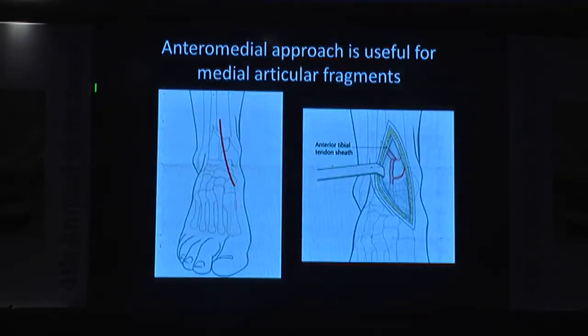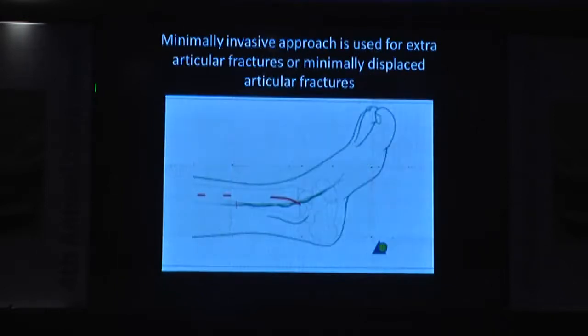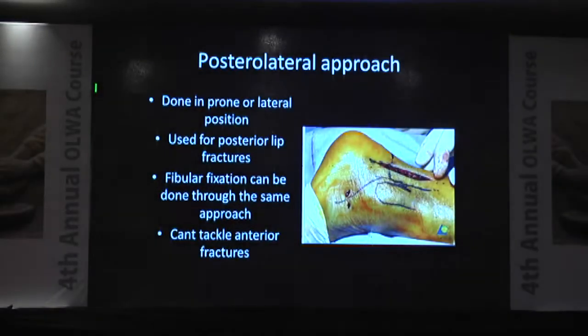And the anteromedial approach is useful for medial articular fragments. So you take an anteromedial incision and you retract the anterior tibial tendon along with its sheath, and then you can expose your medial articular fragments. The minimally invasive approach is used for extra-articular fractures or minimally displaced articular fractures, and you can do your MIPO through this. The posterolateral approach is done in prone or lateral position.